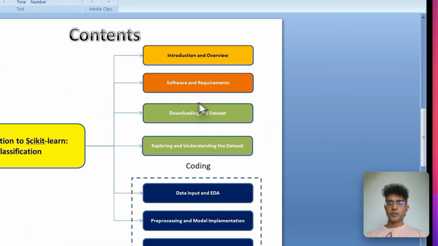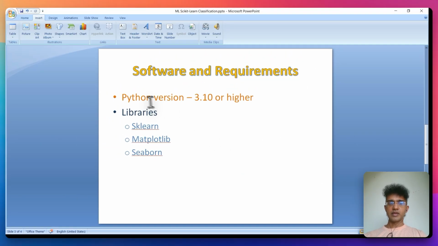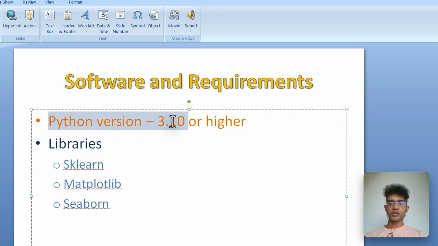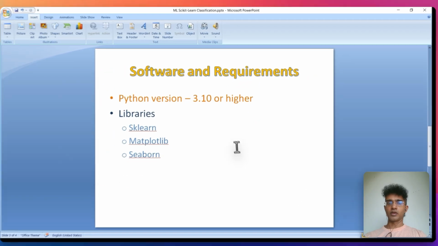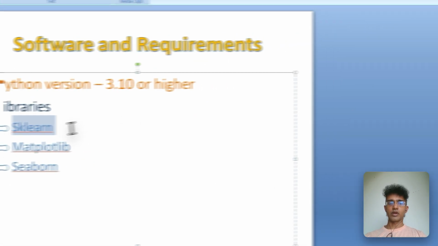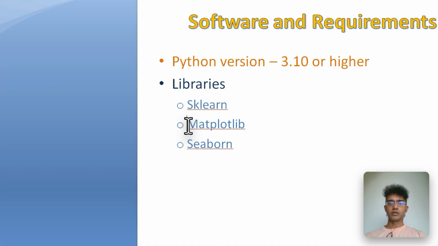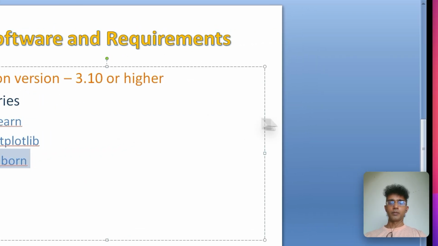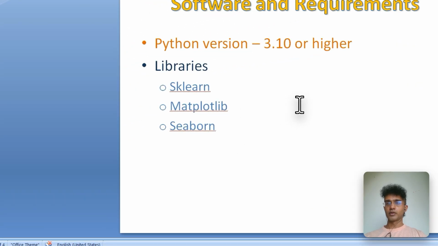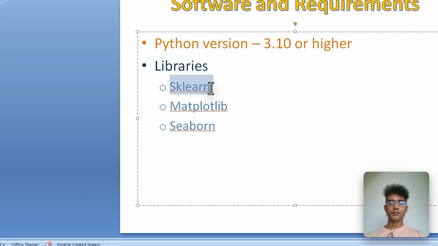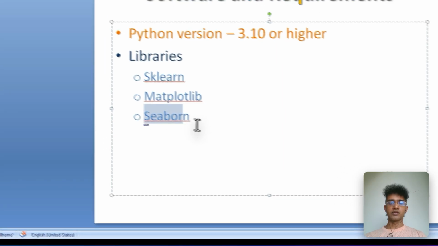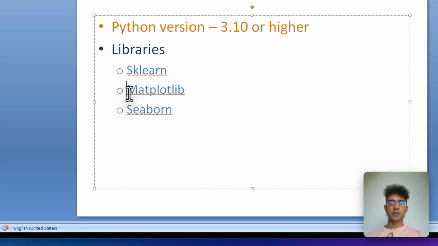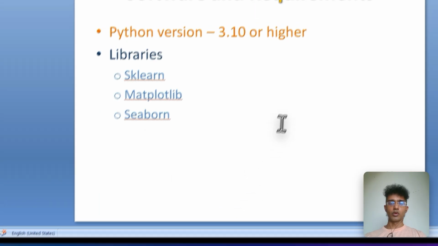So now let's discuss the next part, that is the software and requirements. As you see here, what we're going to require is a version of Python on your machine which is 3.10 or higher, because we are going to implement this classification model in the Scikit-learn Python library, right? The next libraries that we require are matplotlib and seaborn. So please make sure that before you work on this workshop, you download these three packages on your machine using pip install, right? So pip install sklearn, pip install matplotlib, and then pip install seaborn.